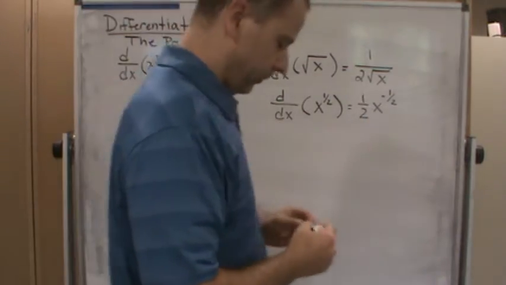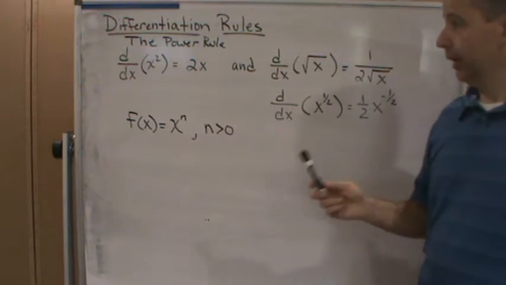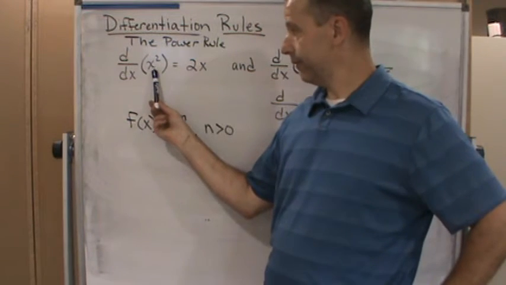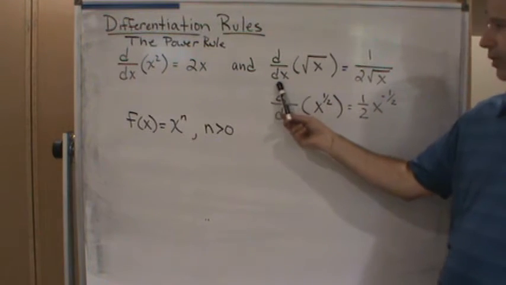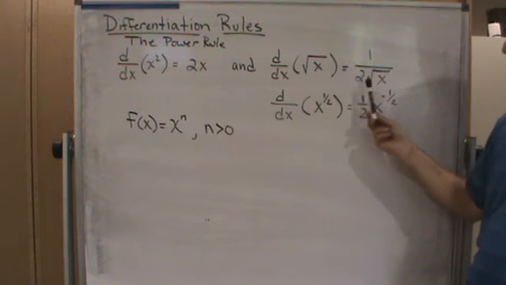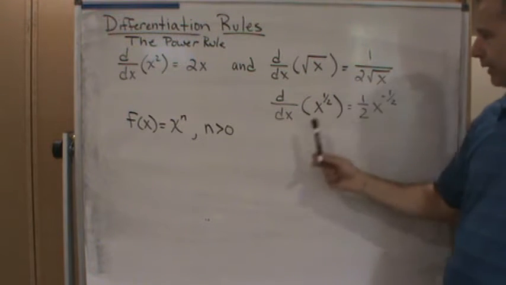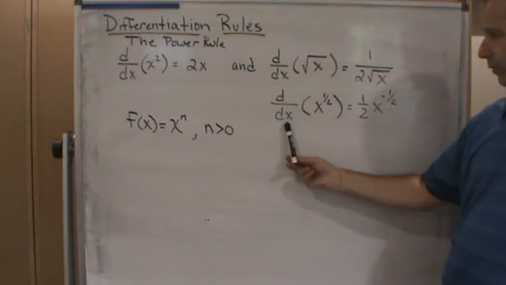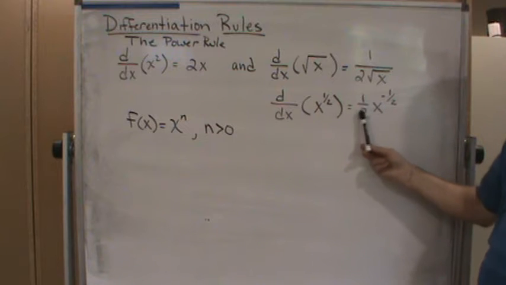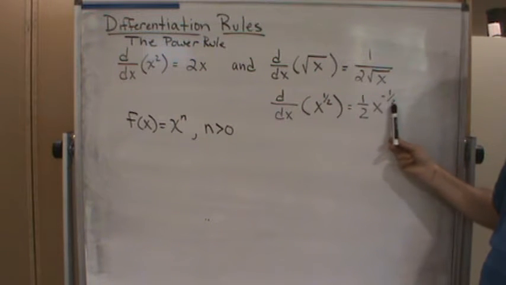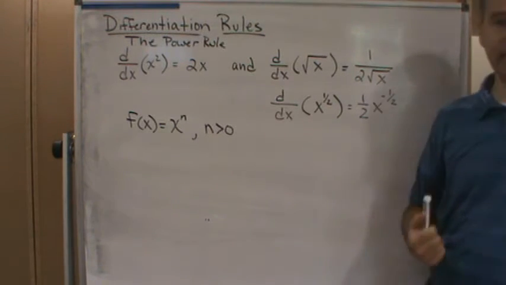Okay, so before we did two derivatives. We took the derivative of f of x squared, which gave us 2x, and then we also took the derivative of square root of x, which gave us 1 over 2 times the square root of x. But we can also write it this way. The derivative with respect to x of x to the 1/2 power is equal to 1/2 times x to the negative 1/2 power.